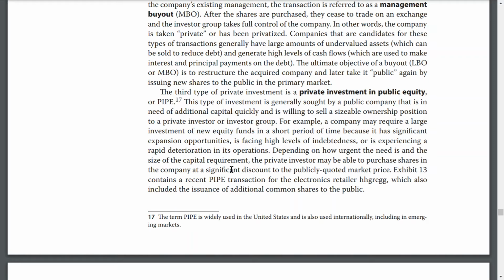Depending on how urgent the need is and the size of the capital requirements, the private investor may be able to purchase shares in the company at a significant discount to the publicly quoted market price. Exhibit 13 contains the recent PIPE transactions for the electronic retailer hhgregg, which also includes the issuance of additional common shares to the public.